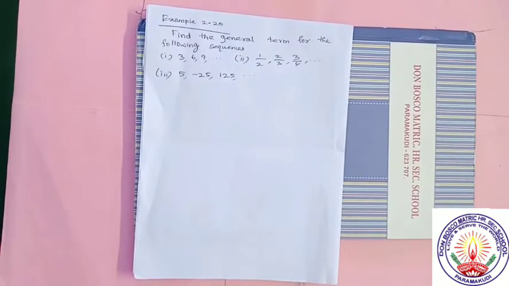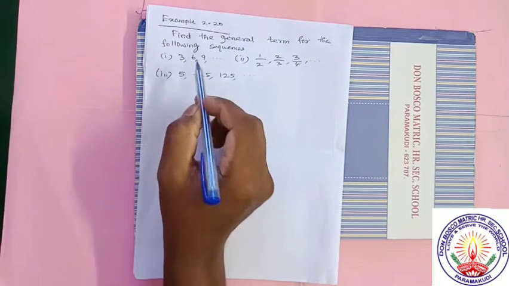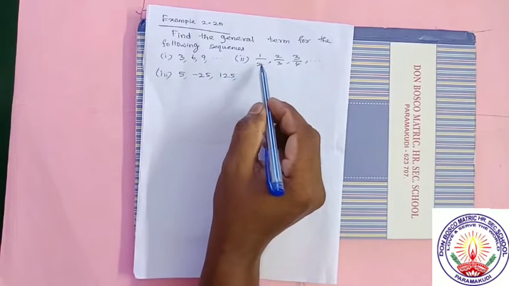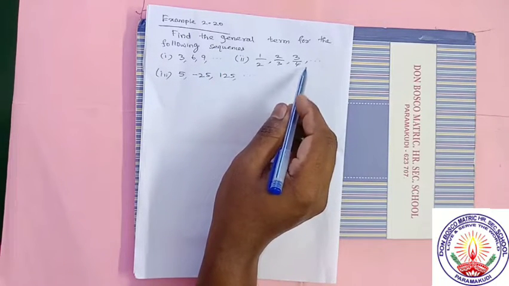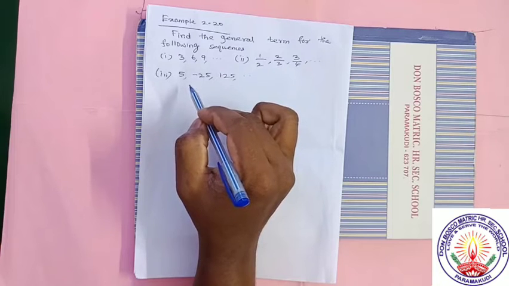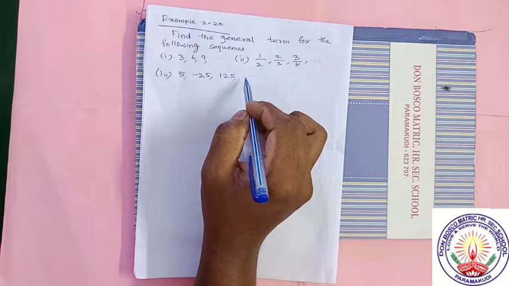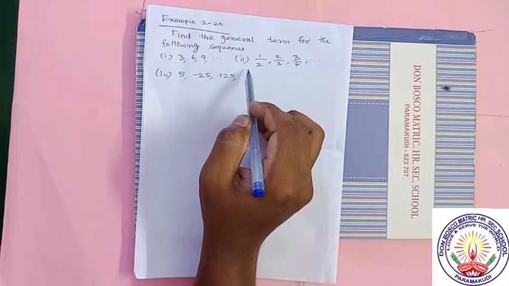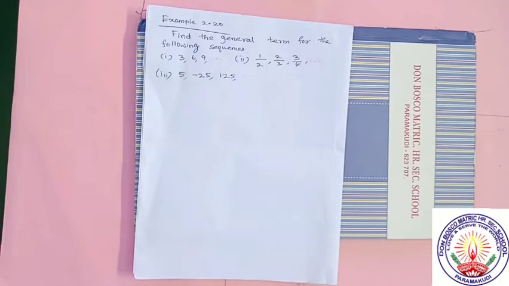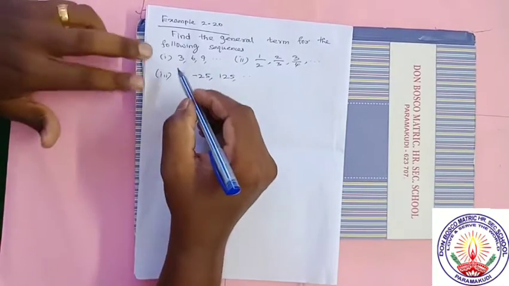Example 2.20. Find the general term for the following sequences. Question number 1: 3, 6, 9, etc. Question number 2: 1 by 2, 2 by 3, 3 by 4, etc. Question number 3: 5, minus 25, 125, etc. So our question is to find the general term. To find the general term, we have to understand the terms.